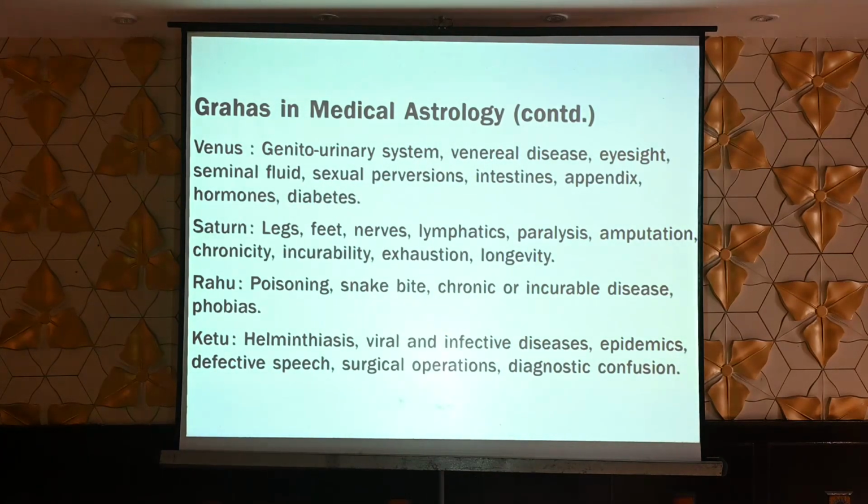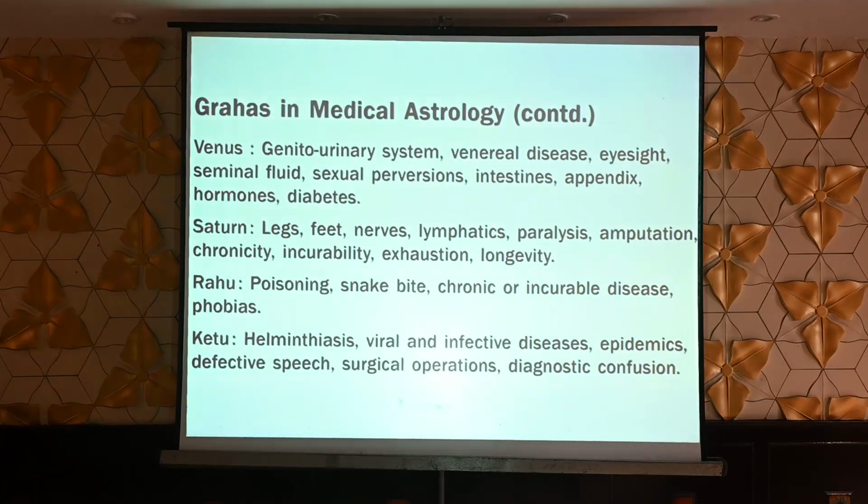Saturn is the slowest planet and the farthest planet. It indicates legs, feet, nerves, lymphatics. So therefore, elephantiasis and things like that. Even lymphatic edema following radiotherapy and things. Paralysis, amputation, chronicity, incurability, exhaustion, and Saturn is also an indicator of longevity.